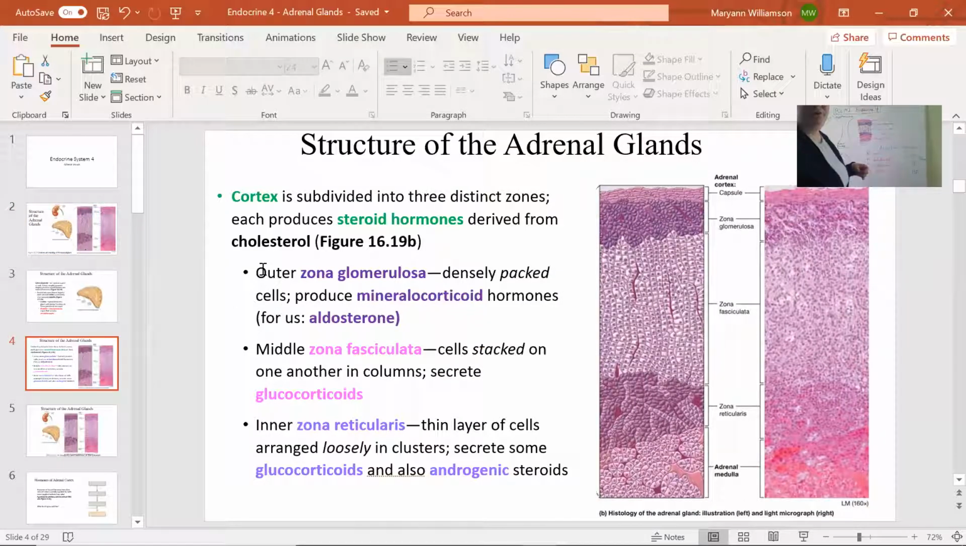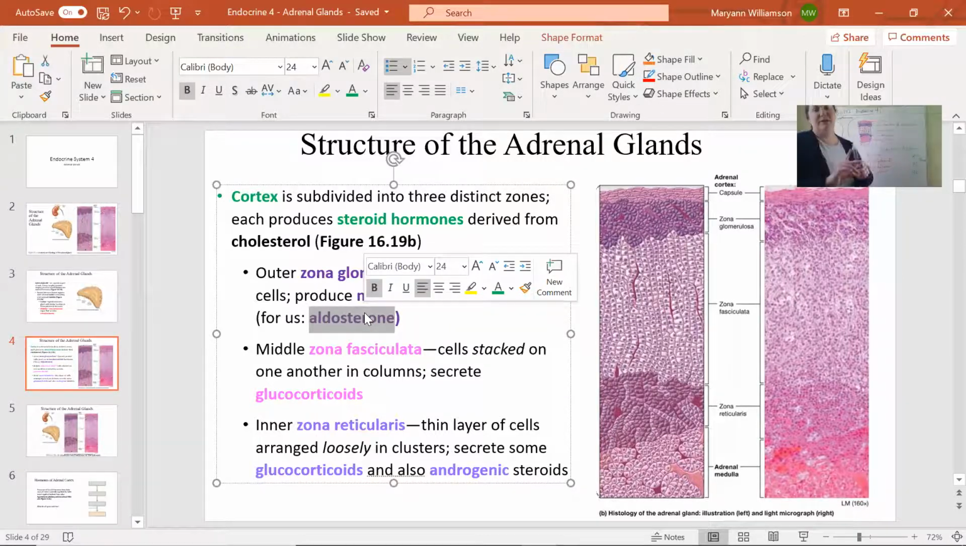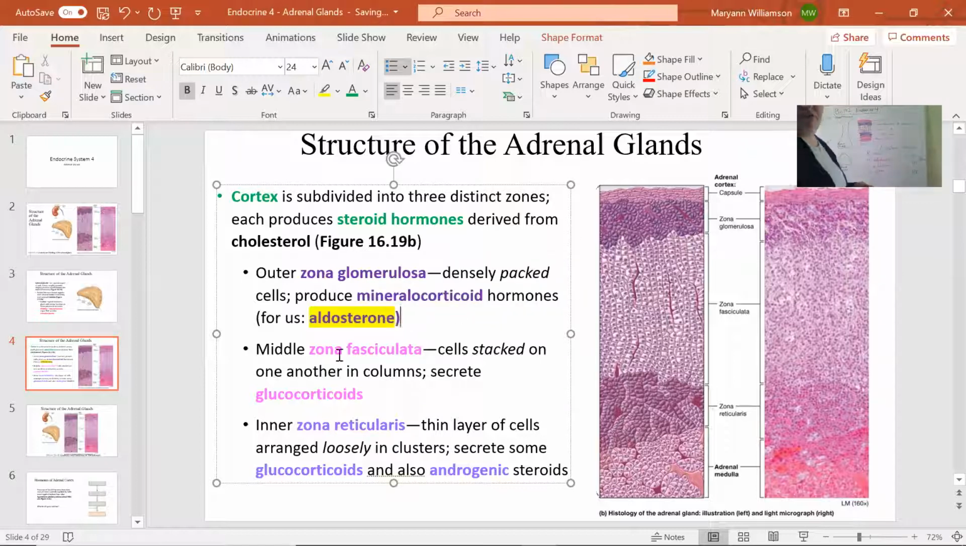Alrighty. So what is in this adrenal gland? What are we producing in these different layers? So in our zona glomerulosa, you're going to make aldosterone, as you can see here. Well, they're really mineralocorticoids, but the one we really care about here is aldosterone. I'll highlight that.